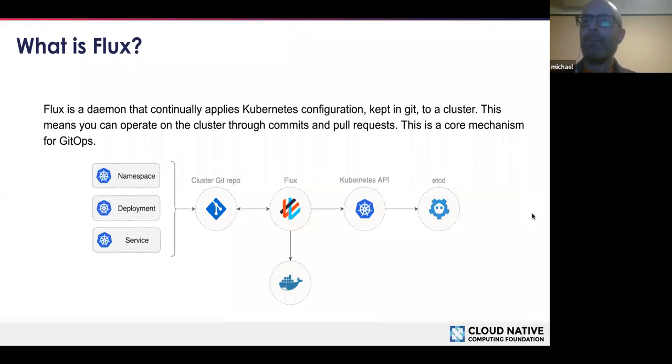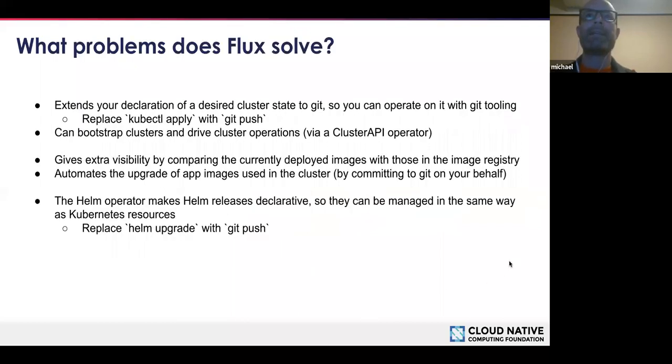And here is a diagram of the flow of stuff going from the repo and being applied by Flux to Kubernetes. So next, yes, thank you. So yes, that's what I just described, that it extends the reach of the system of record to be Git and Git tooling. As was pithily described by Stefan, you can replace kubectl apply with Git push. And you can do this also to bootstrap clusters. So there are systems we know of, including our own, that use Flux and an operator that deals with the cluster API to drive the addition and removal of nodes from a cluster, for instance.